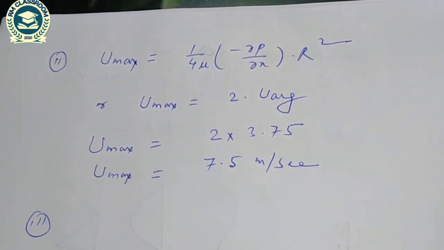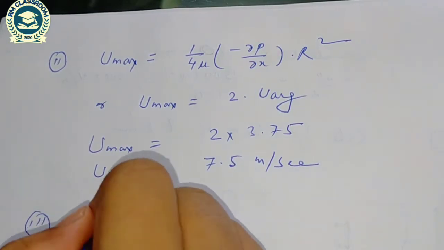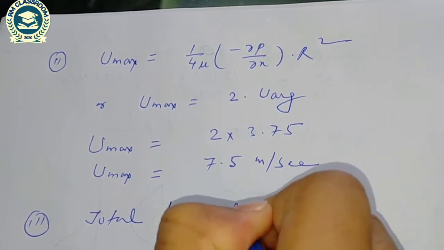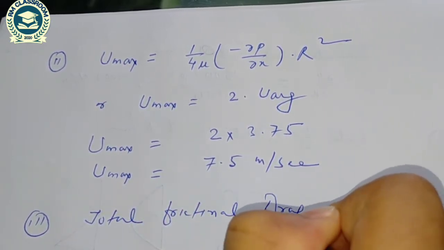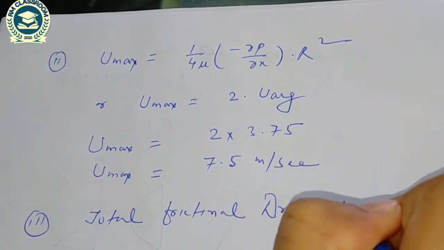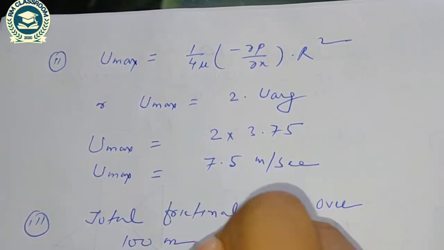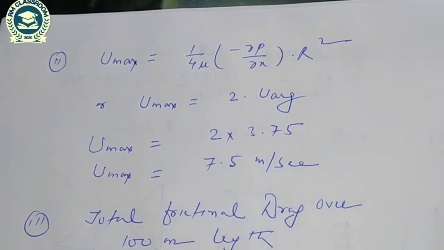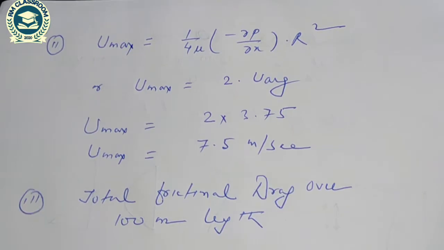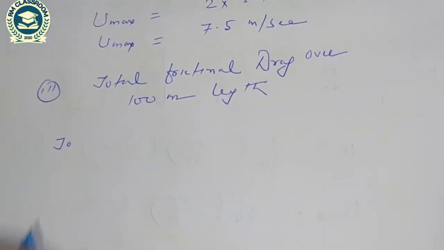Third part, we have to compute the total frictional drag over 100 meter length. So total frictional drag is equal to wall shear stress into pi dl.